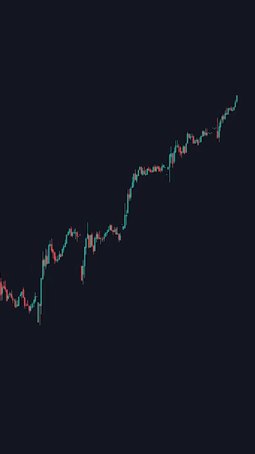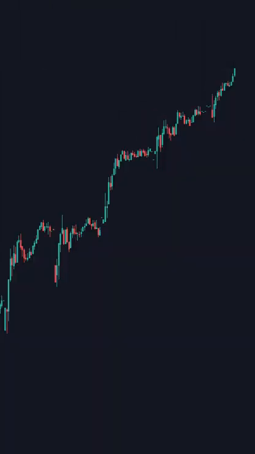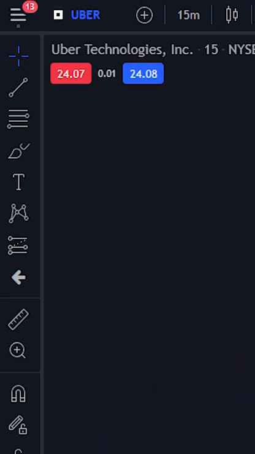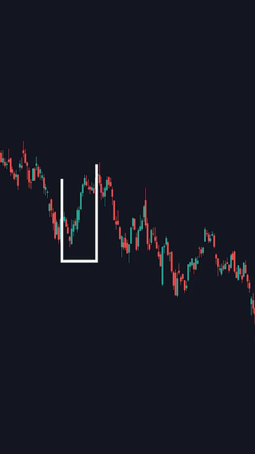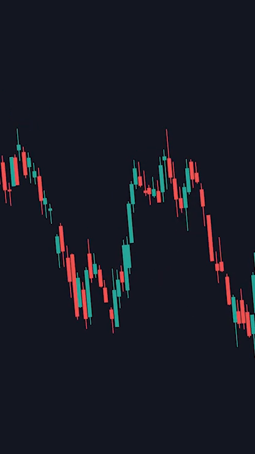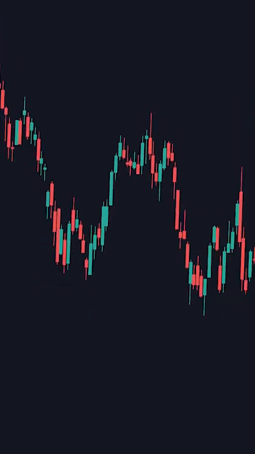Let me ask you something. Is this an uptrend or a downtrend? Well, I'd assume it's an uptrend. That is wrong. Well, yes, this is an uptrend, but more specifically, this is an uptrend on the 15-minute time frame. If we move to, say, the daily time frame, that uptrend we were just looking at was actually this. A small pullback in a downtrend market.